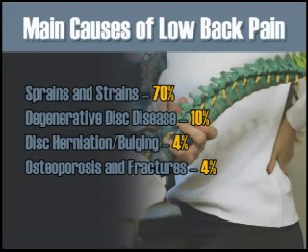So the main causes of low back pain: 70% of the problem is from sprains and strains. 10% is from degeneration of the disc. 4% is from herniation and bulging. And 4% is from osteoporosis and fractures.